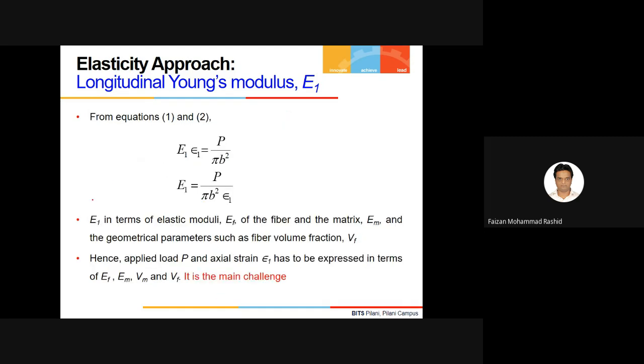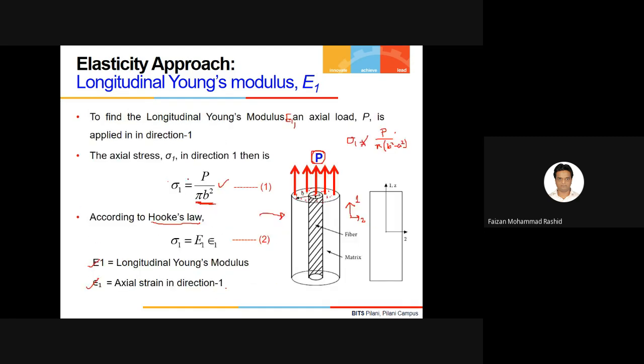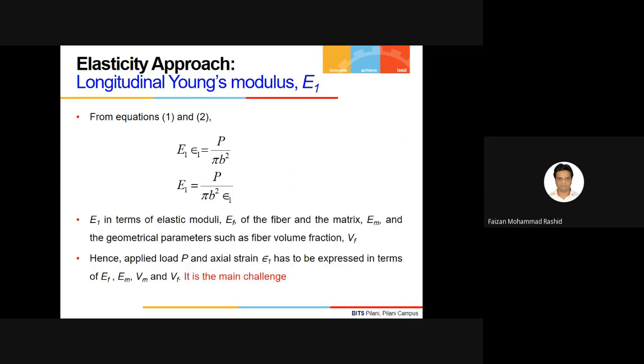So what are we doing here actually? We got the stress value from this expression, so we are equating both things, and I am going to get the value of E1. So this is my longitudinal Young's modulus E1 value. But you see here, I still have the unknown values, force P and strain epsilon 1.